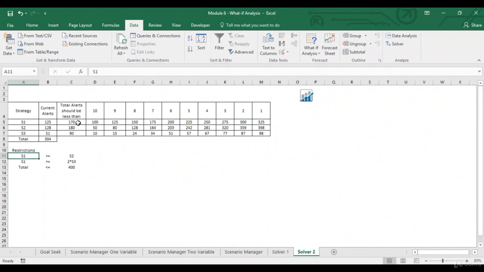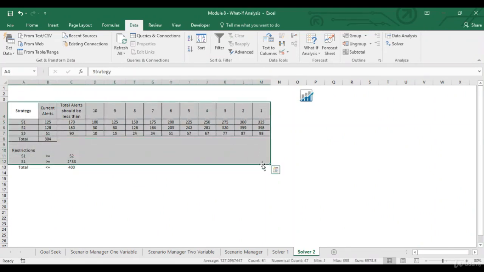Then there are some more constraints that for strategy 1, the number of alerts should not exceed 170. For strategy 2, the number of alerts should not exceed 180. And for strategy 3, the number of alerts should not be more than 90. So let's just copy this first so that we can compare it.